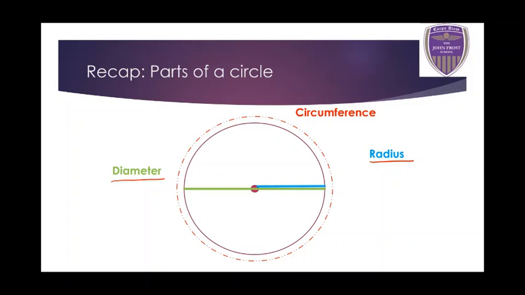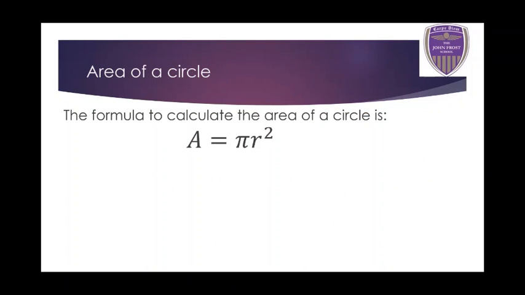So let's jump into the formula. So the formula to calculate the area of a circle is A equals pi r squared. Now that just looks like a jumble of numbers and a jumble of letters and a number. Okay, so let's break this down for you.